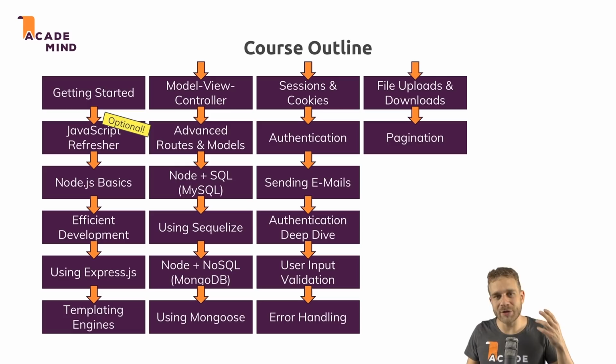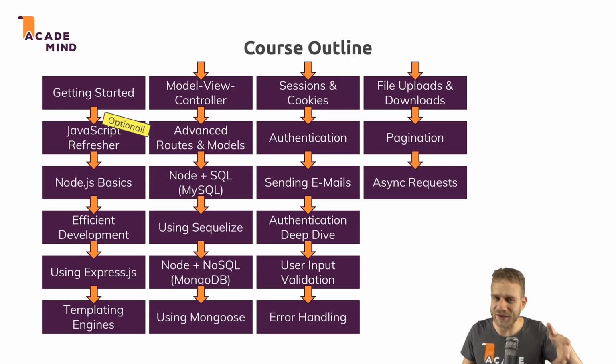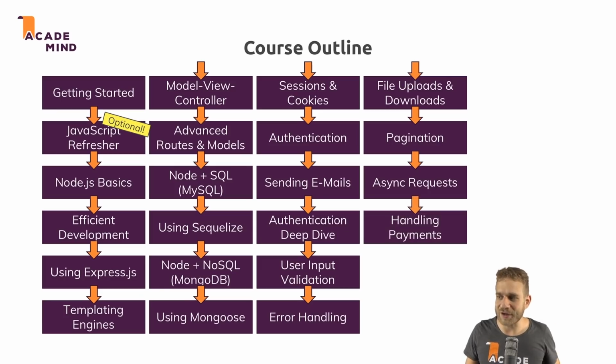We'll thereafter have a look at async requests, and I'll explain what that is and how we can handle it with Node.js. And we'll then dive into payments. How can we accept payments through a service called Stripe.js?